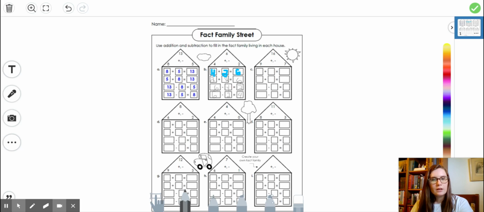And then right here, you'll notice it says create your own fact family. So just like you did with your double flat card, you're going to think about 2 parts and what they equal. And those will be your 3 numbers in your family. You could be like me and get a deck of cards or roll dice, have a family member tell you two random numbers. It's up to you. Or you can come up with an equation that you like. And then you're going to write them into the house.